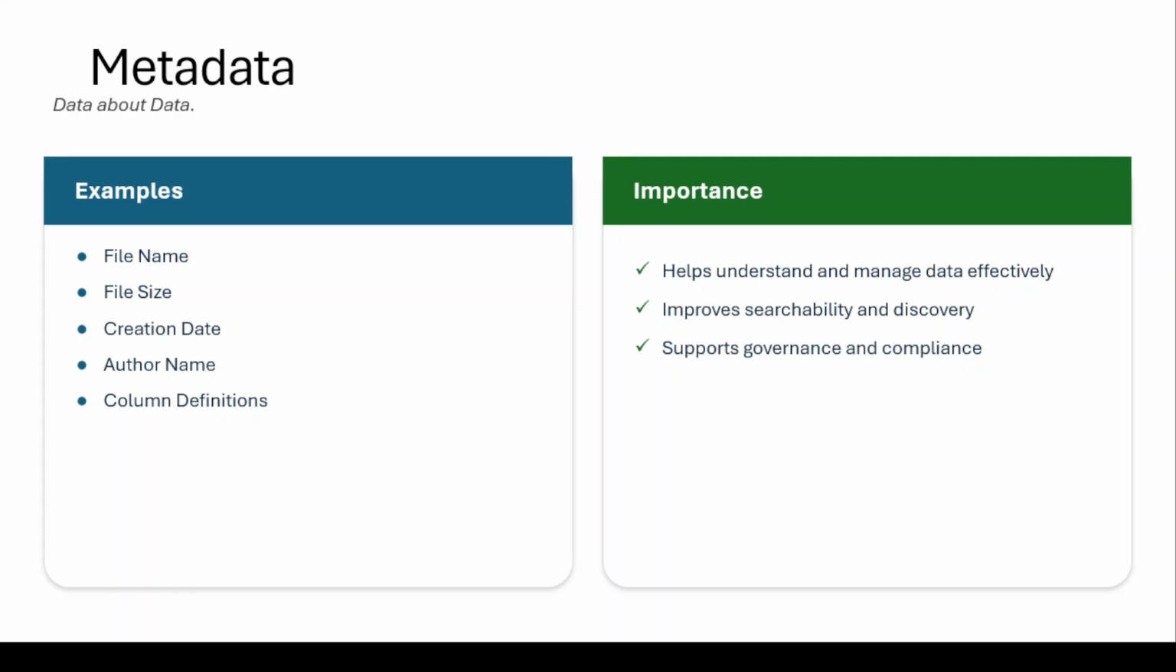Metadata: data about data is called metadata. Examples are file name, file size, creation date, author name, column definitions. The importance: it helps understand and manage data effectively, improves searchability and discovery, and supports governance and compliance.